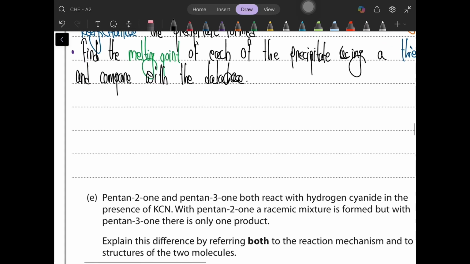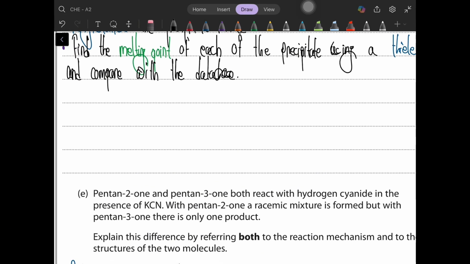Pentan-2-one and pentan-3-one can both react with cyanide ions, in the presence of a catalyst, KCN. With pentan-2-one, a racemic mixture is formed, right? But with pentan-3-one, there is only one product, okay? Explain the differences, right? So with pentan-2-one, a racemic mixture is formed.